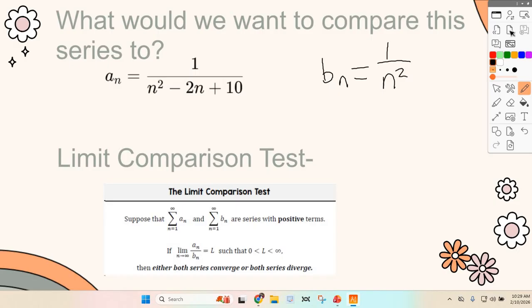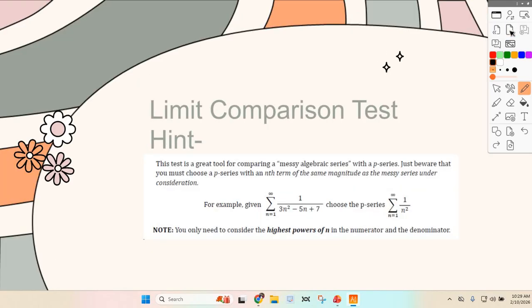Okay, so on that note, this is just what I was telling you a second ago. A lot of times we're looking at things that have messy algebra, okay, where I have more than one n, and so it would be hard to do direct comparison. So we're going to compare it to something that is much simpler and is like a p-series, okay? So I was just writing out what I said a second ago.